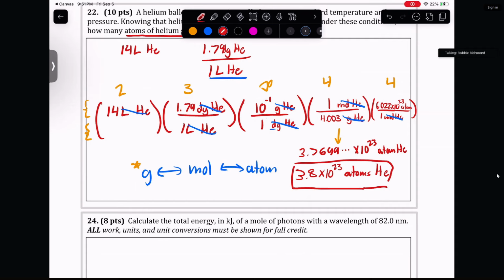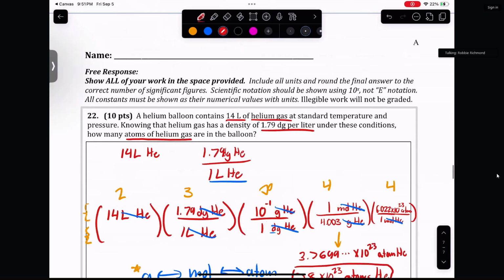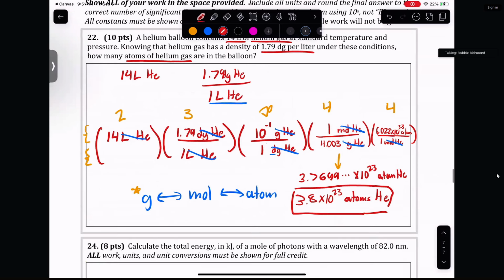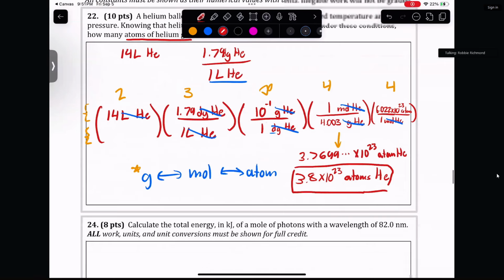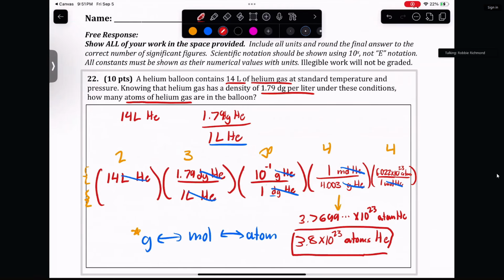And just as how this is going to be graded, please show all of your work. If you don't show all of your work and you just write 3.8 times 10 to the 23 atoms of helium, you're not getting that 10 full points. You have to show your work, have to show your reasoning, and demonstrate that you can do the work as well as get the right answer.